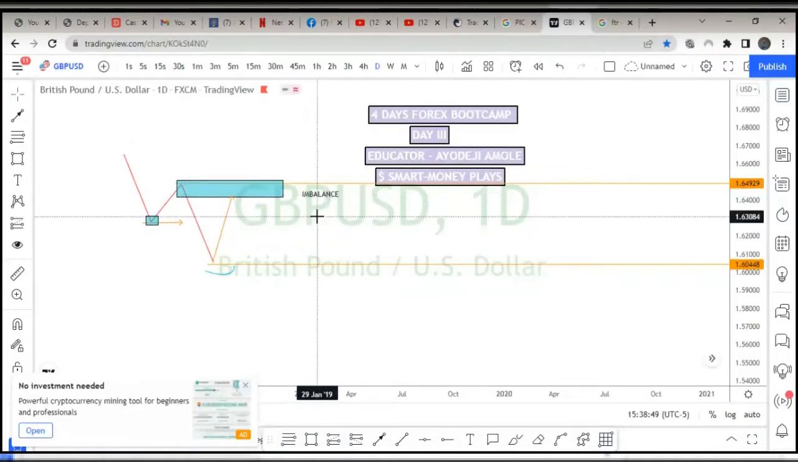The imbalance. What is imbalance? Oh, please, can we create a link for this so that we can send to the other group? Coach Dami, can you create a link for this class so we can send to the other group? I think these guys are requesting for a link.